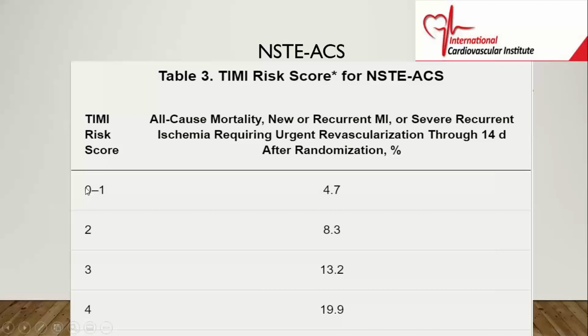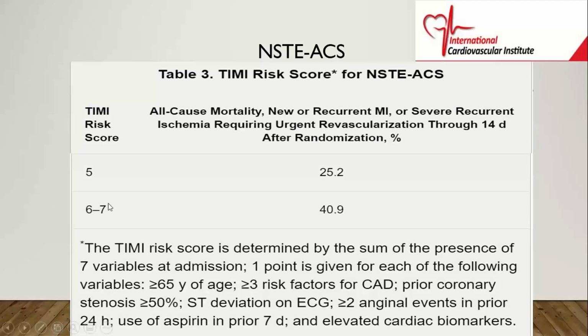If they have a 0 to 1 risk, then the percent of these things happening is about 4.7%. If they have a score of 2, then it's about 8.3% of these things happening in 14 days. 3 points, then 13.2, 4 points, 19.9, 5 points, 25.2, 6 points. So these are the things that determine the score.